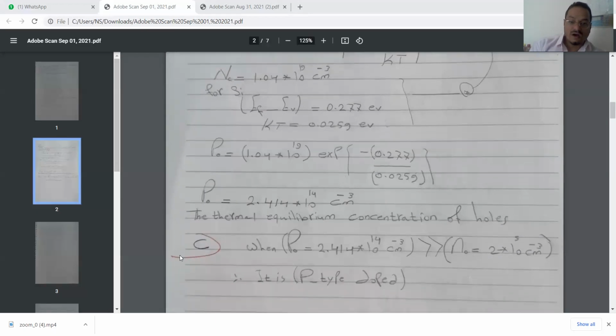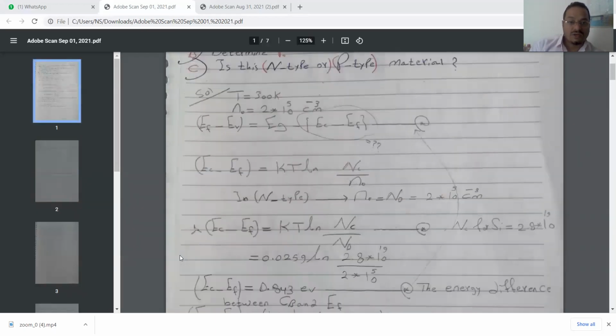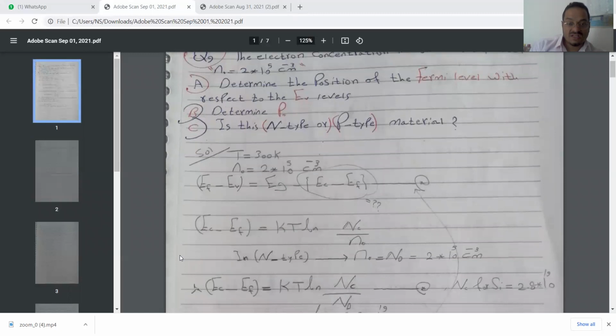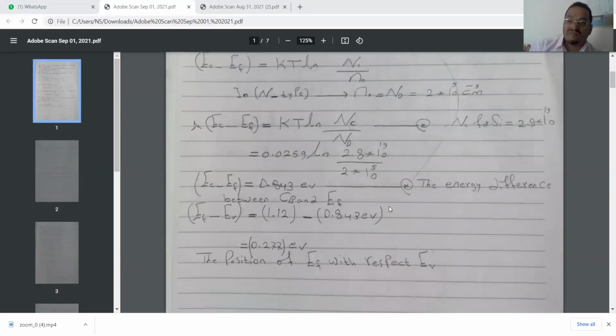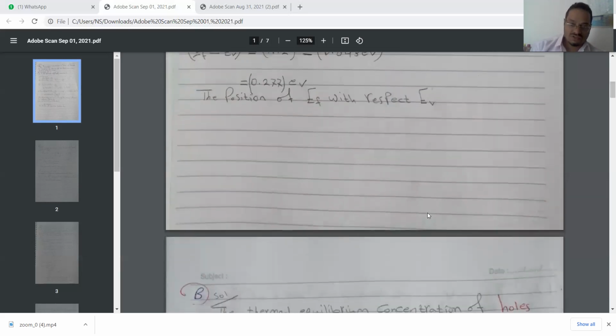Okay, now let's take a look at requirement C: is it N-type or P-type? Now we have the two important results to solve this requirement. We have the result of P naught and we have the result for the concentration of electrons. Now let's compare these two results to know which is the bigger one, to answer this question.